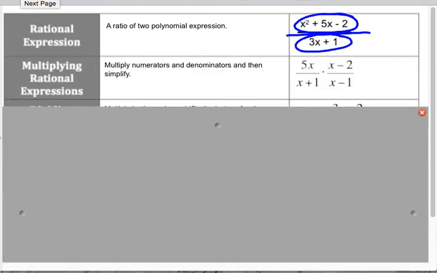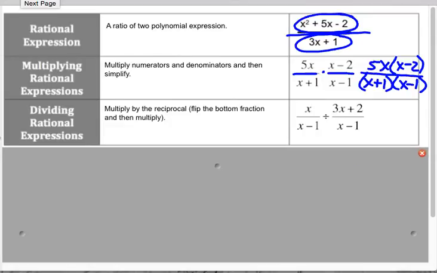We're going to be multiplying rational expressions. Basically, you multiply straight across. So we're multiplying these two ratios, or these two rational expressions. This would become 5x times x minus 2. Multiply the tops, the numerators, and multiply the denominators: x plus 1 times x minus 1. And then you'd go from there. A couple different things we can do with them.